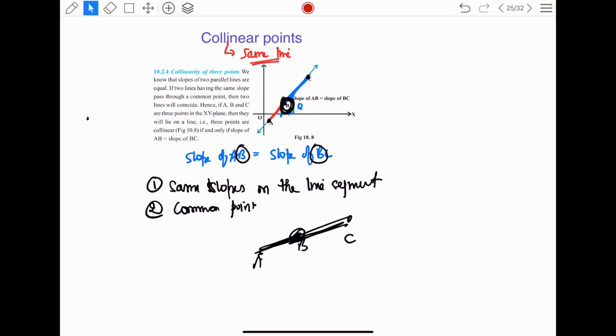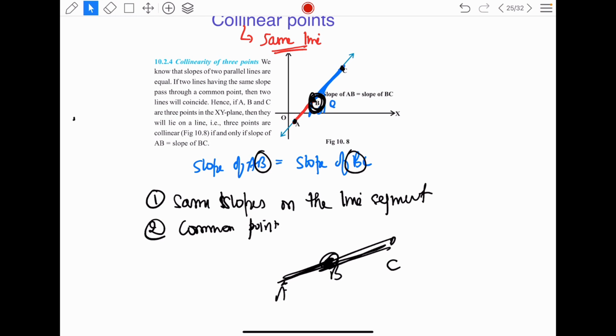So let's quickly read it. We know the slopes of two parallel lines are equal. If the lines having the same slope pass through a common point, then they will coincide, and hence the 3 points will lie on the same line. The points are collinear if and only if the slope of AB is equal to the slope of BC and a common point B is present. Fine. That's it. This is from your NCERT. I've taken this content.